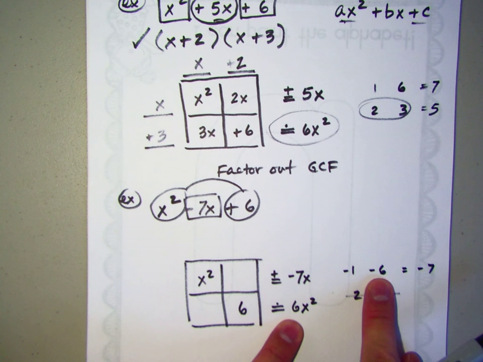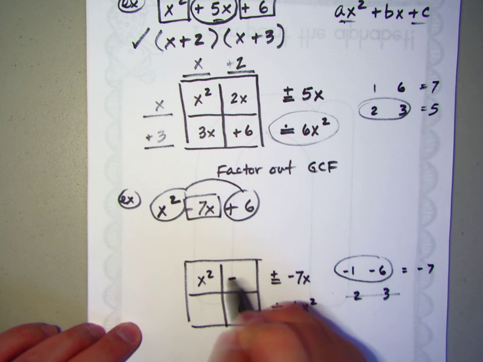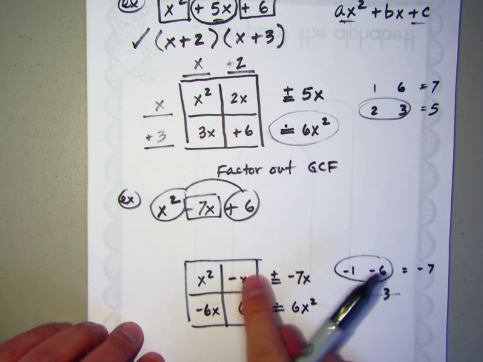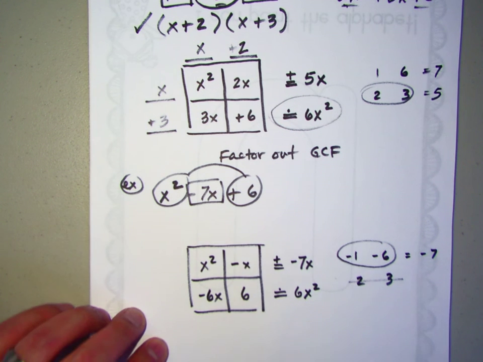So I found my two numbers that work. Negative 1, negative 6. Okay, negative 1x, negative 6x. Question might be, does it matter which part I put these boxes in? No, it doesn't. And you can try it, mix it up if you want. All right, here we go. Greatest common factor right here.